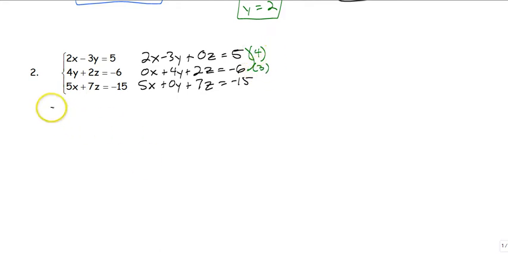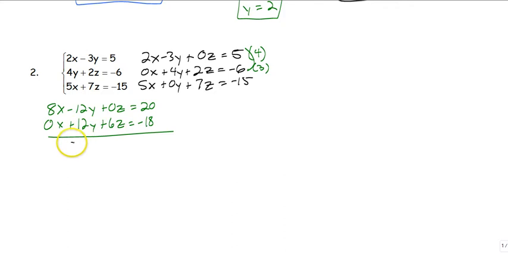So I'll multiply this one by 4, and I'll multiply this equation by 3. And when I do that, I get 8x minus 12y plus 0z equals 20, and 0x plus 12y plus 6z is equal to negative 18. So I get 8x plus 6z is equal to 2. That's one equation.